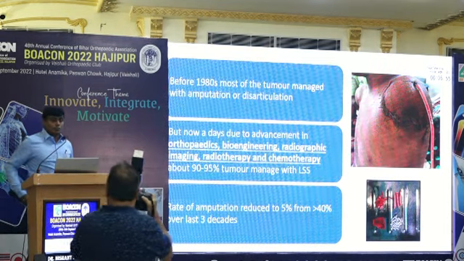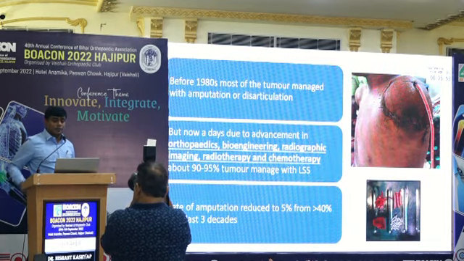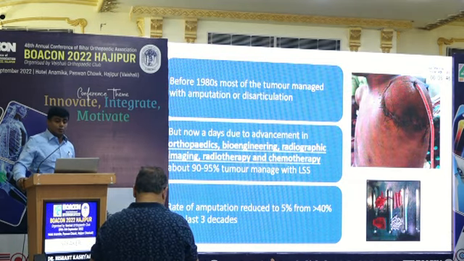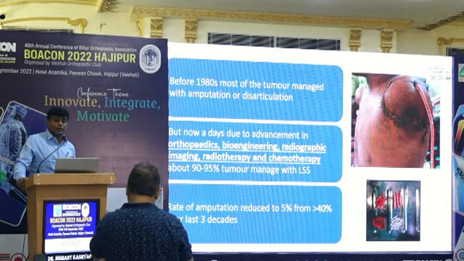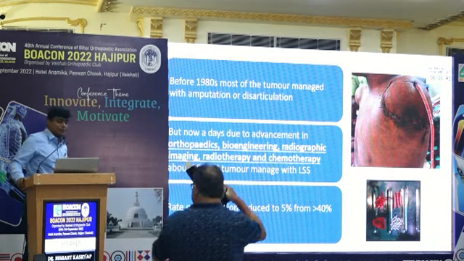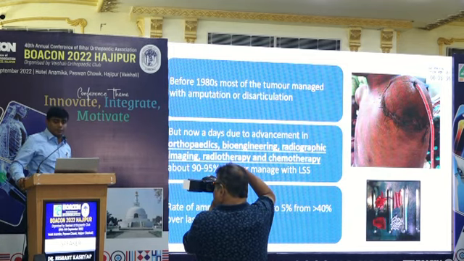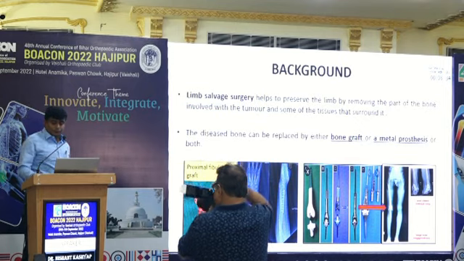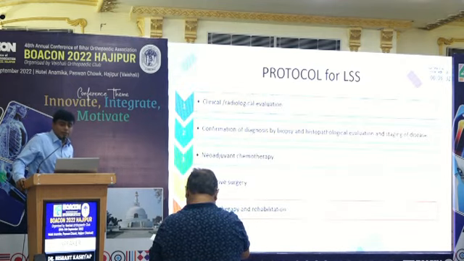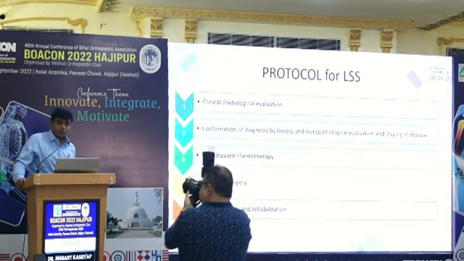Before the 1980s, most tumors were managed with amputation and disarticulation. But nowadays, due to advancement in orthopedics, bioengineering, radiographic imaging, radiotherapy and chemotherapy, about 90 to 95% of cases are managed with limb salvage surgery. The rate of amputation reduced to 5% from 40%. So, our protocol for limb salvage surgery is, first of all, to diagnose the case clinically and radiologically.